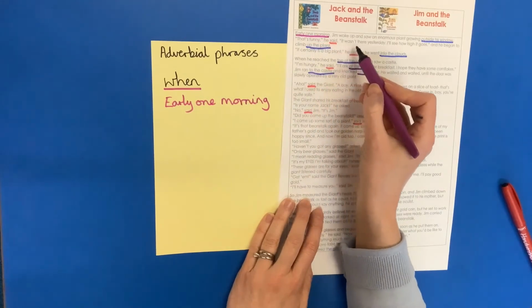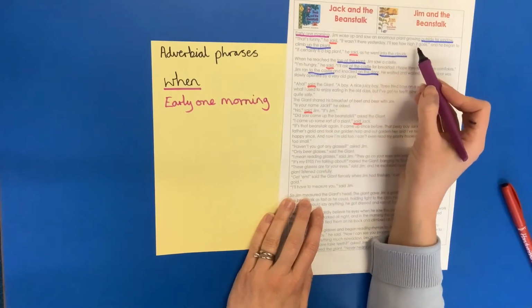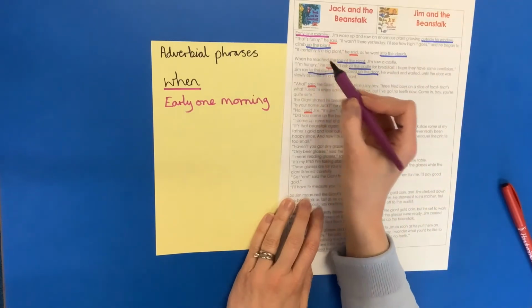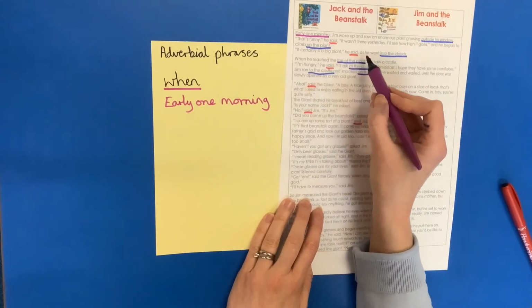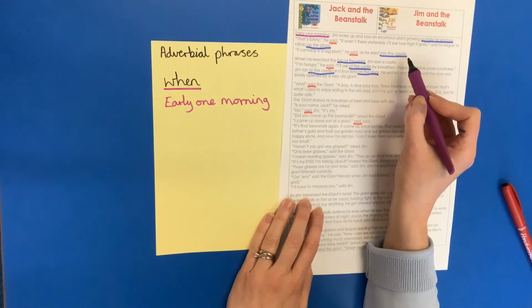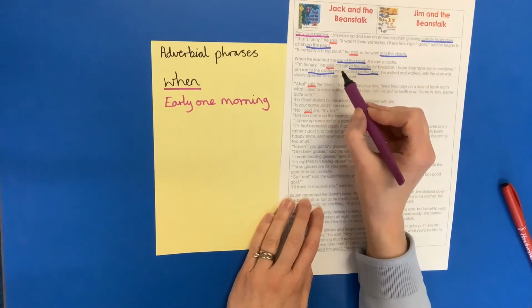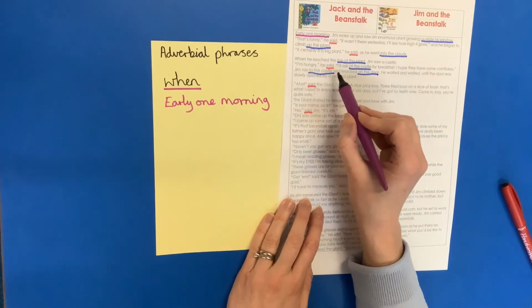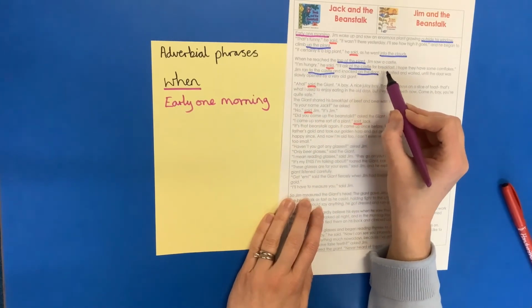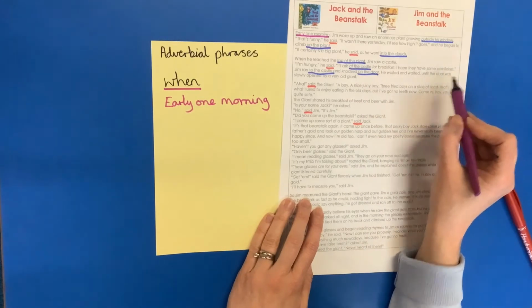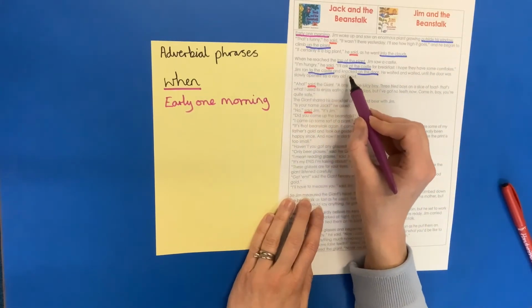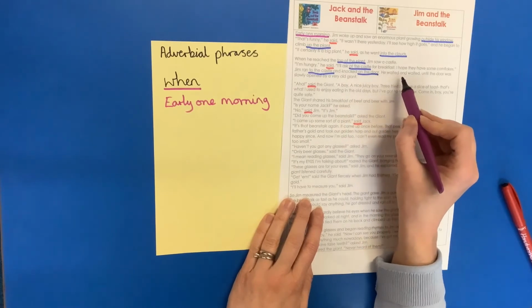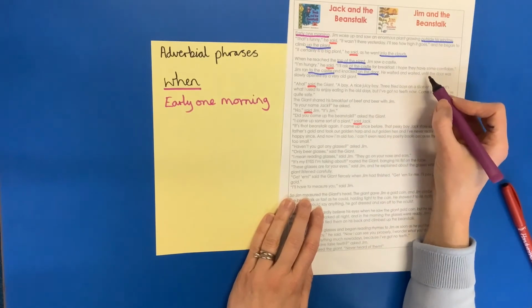That's funny, he said. It wasn't there yesterday. I'll see how high it goes. And he began to climb the plant. It certainly is a big plant, he said, as he went into the clouds. When he reached the top of the plant, Jim saw a castle. I'm hungry, he said. I'll ask at the castle for breakfast. I hope they have some cornflakes. Jim ran to the castle and knocked on the door. He waited and waited until the door was slowly opened by a very old giant.